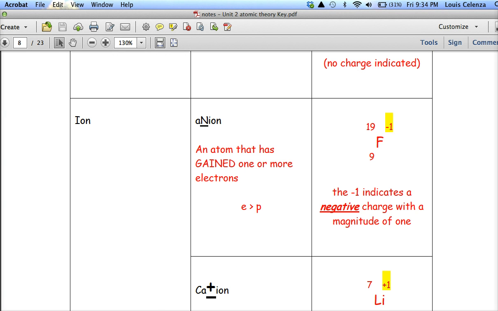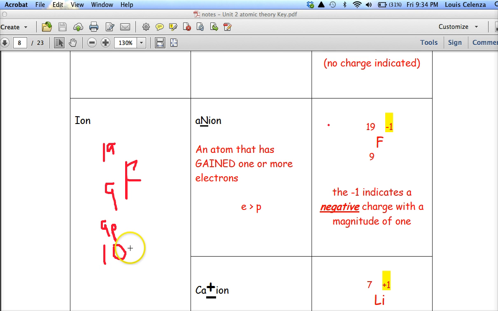Now, if you remember back, and this is probably going to mess things up, but I'm going to do it anyway. This has fluorine, which usually has an atomic mass of 19 and an atomic number of 9. If it was neutral, it would have 9 protons. To get the neutrons, we do the mass number minus the atomic number, 10 neutrons. And it would have 9 electrons. They're equal to each other.